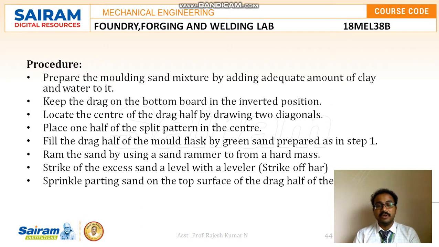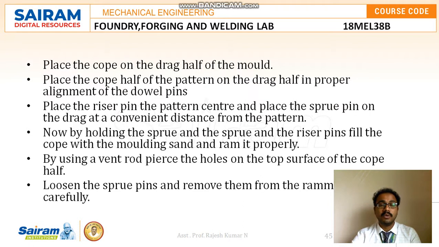Locate the center of the drag half by drawing two diagonals. Place one half of the split pattern in the center. Fill the drag half of the mold flask with green sand prepared as in step 1. Ram the sand by using a sand rammer to form a hard mass. Strike off the excess sand to a level with your leveler, which is also called the strike off bar. Sprinkle parting sand on the top surface of the drag half of the mold.